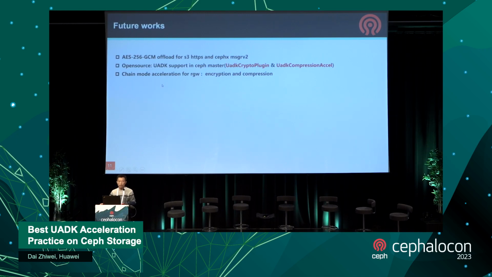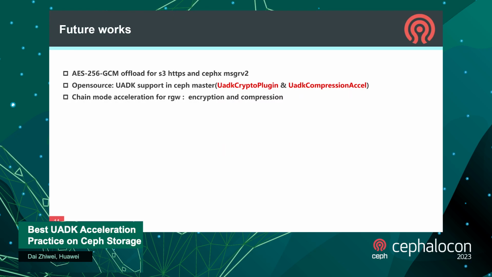And last is our future work. The first one: if you want to enable S3 HTTPS or CephX message version 2 security mode, we'll find GCM will be the hotspot. I think we need to resolve this issue.